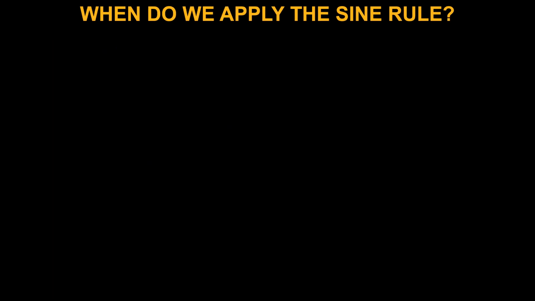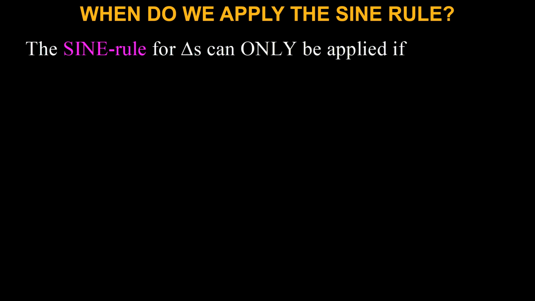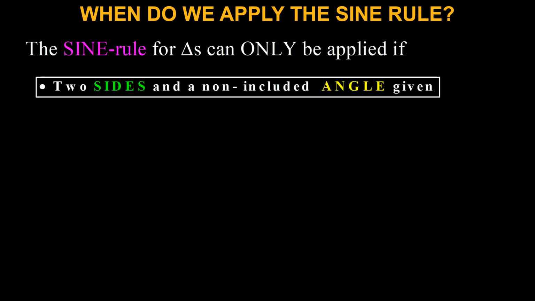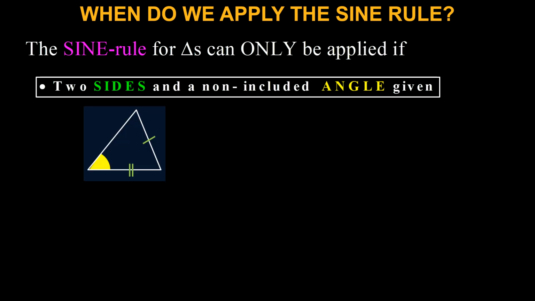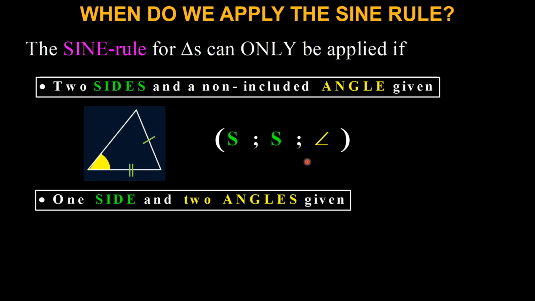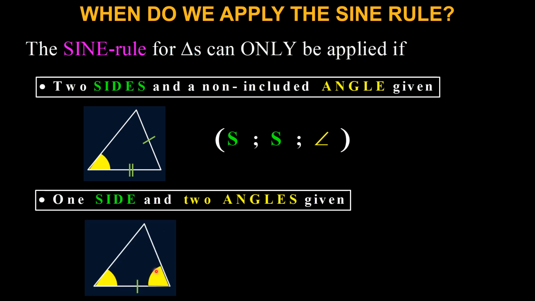Now let's look at the case where the sine rule can be applied. The sine rule can be applied only in two situations here. If two sides and a non-included angle are given, so we have two sides, you can see there's two sides and the angle is not included. There's the angle, right? So it's two sides and a non-included angle. Or that we have one side only and two other angles. So it's a side and two angles.